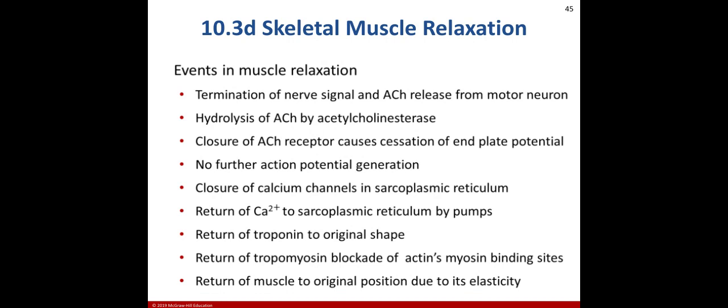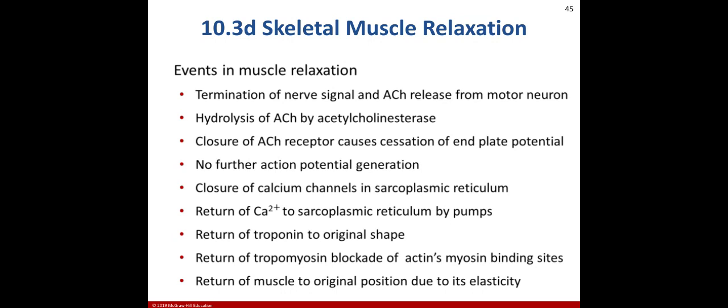Okay, so now we just did all of that to see how a muscle contracts. All the action potential, end plate potential, acetylcholine, neurons, all of that to get the muscles to contract. Now that it's contracted, how do we do the opposite? Well, first, there's going to have to be the termination of the nerve signal. So the nerve stops firing down to the muscle fiber. When that happens, we're going to then stop acetylcholine from being released.